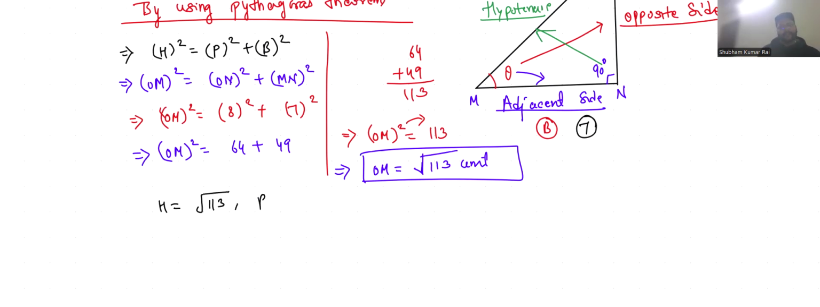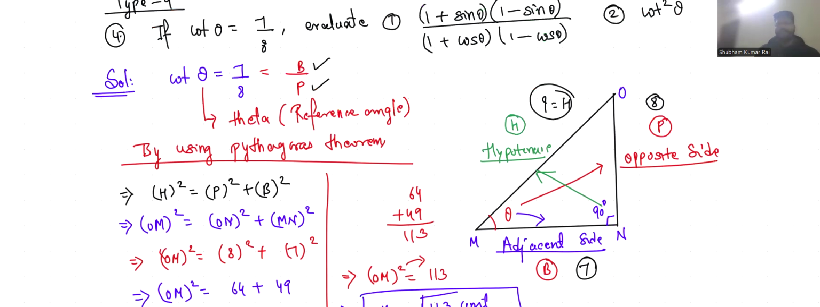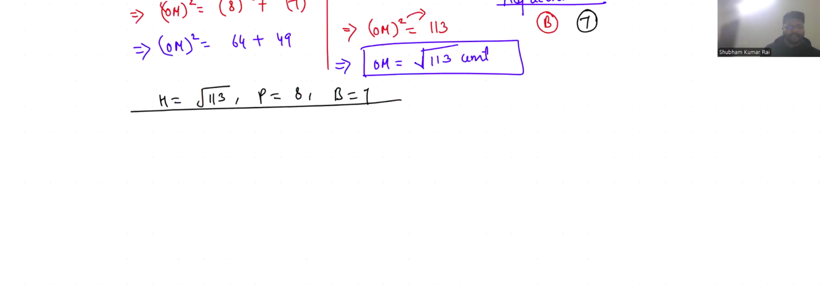Perpendicular we had 8 and base we had 7. So these are all the 3 sides of a right angle triangle: hypotenuse, perpendicular, base. And what was the question that we need to calculate? The question needs sine theta and cos theta. So first of all, let's have the trigonometric ratio. Sine theta is perpendicular upon hypotenuse. So what is perpendicular? 8. What is hypotenuse over here? That is under root 113, right?